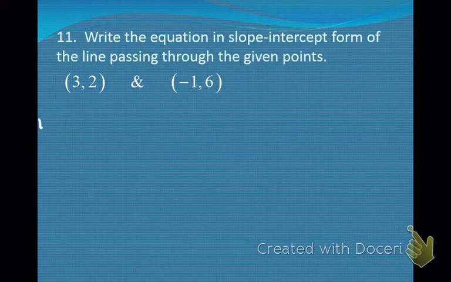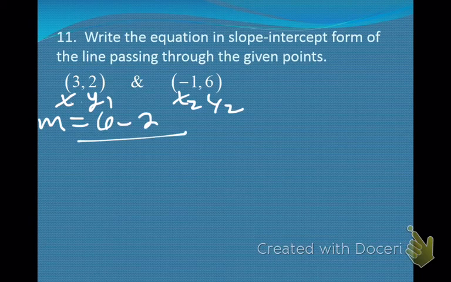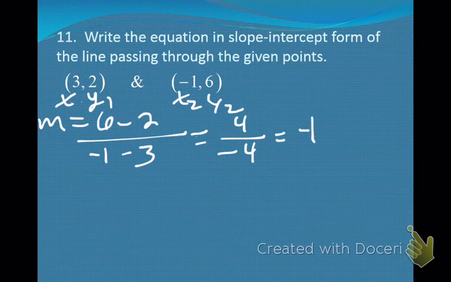Okay, gotta have the slope first. x2, y2, x1, y1. So we go 6 minus 2 over negative 1 minus 3. 6 minus 2 is 4. Negative 1 minus 3 is negative 4. So your slope is negative 1, or negative 1 over 1, which is what I'm going to leave it, because we're going to cross multiply here in just a second.